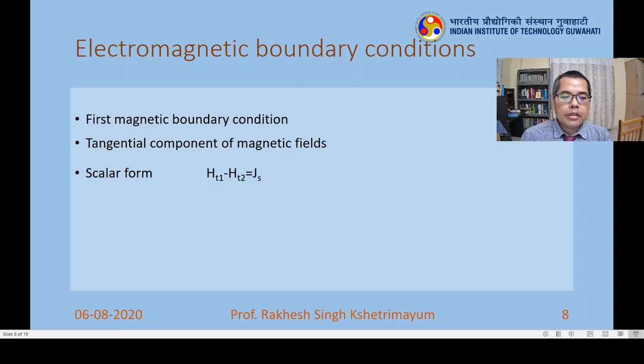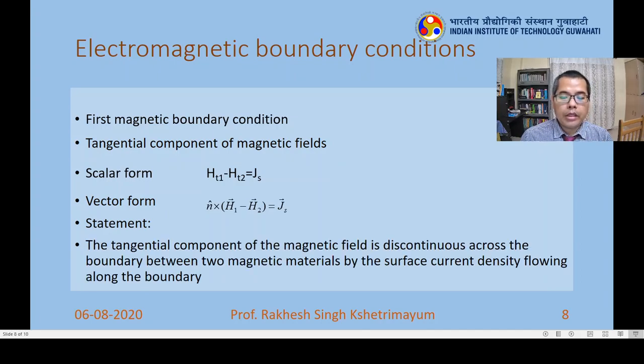They are not continuous, they are discontinuous, and the amount of discontinuity is equal to the surface current density at the interface. So in vectorial form you can simply write n cross (H1 minus H2) is equal to Js. The statement can be inferred from the scalar form where Ht1 minus Ht2 is equal to Js. You can state it like this: the tangential component of the magnetic field is discontinuous across the boundary between two magnetic materials, and the amount of discontinuity is equal to the surface current flowing along the boundary. Had there been no surface current density flowing along the boundary, then this will be simply Ht1 is equal to Ht2.